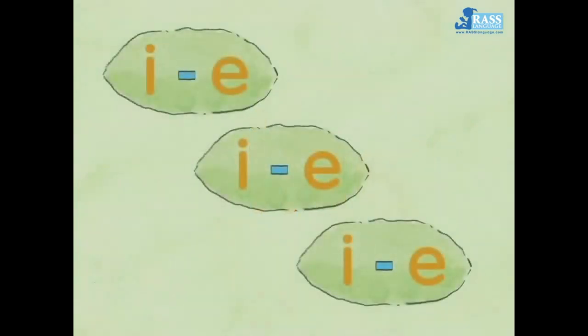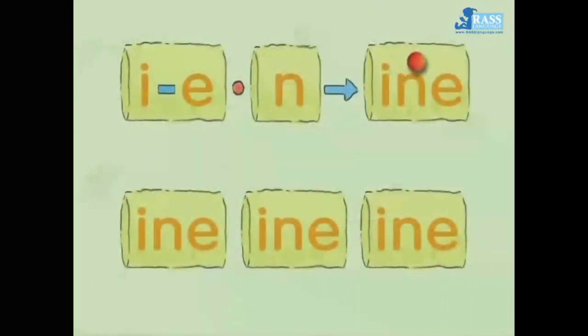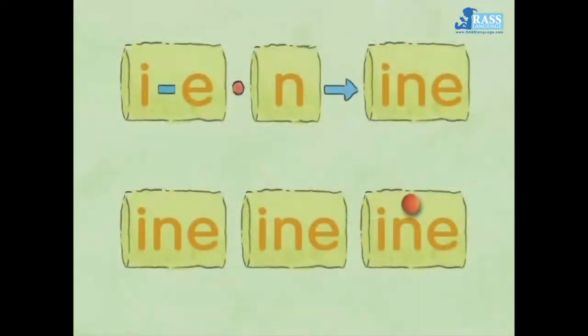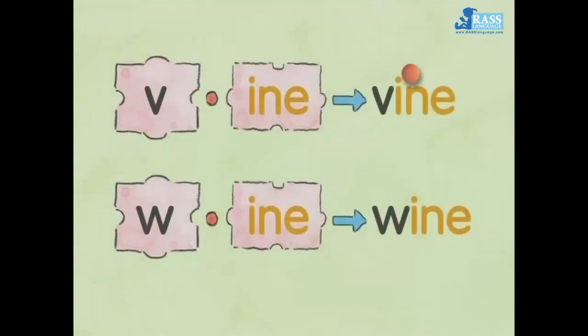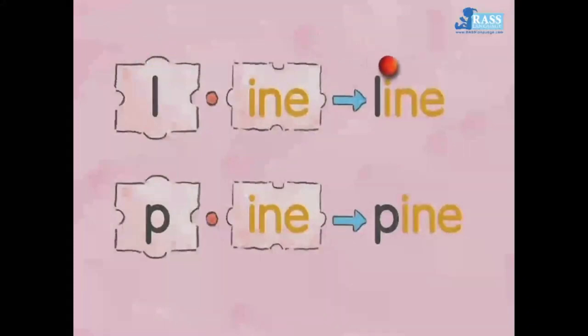Let's do it again. I, I, I. Ine, ine. Ine, ine, ine. V, ine, vine. W, ine, wine. L, ine, line. P, ine, pine.